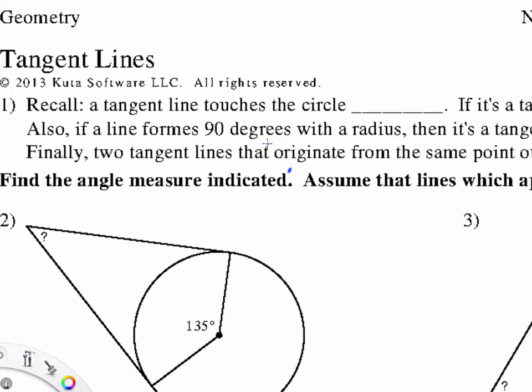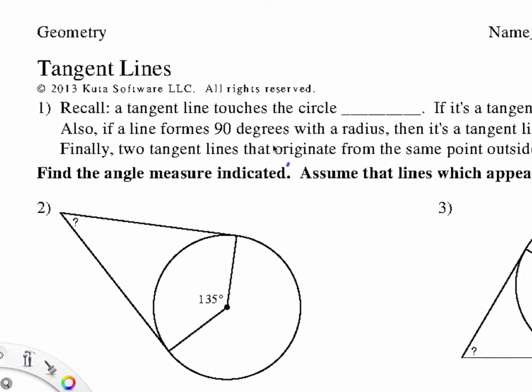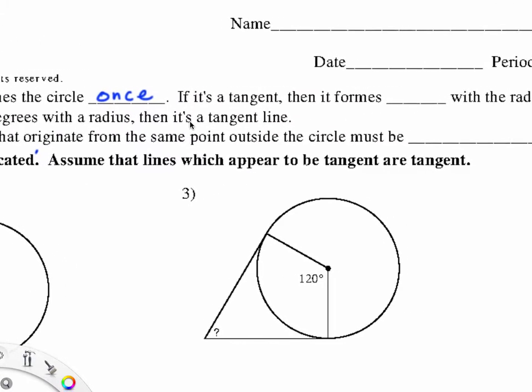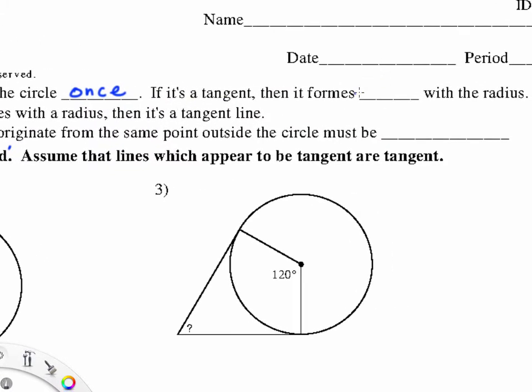Okay, let's take a look here then. Tangent lines. So let's recall that a tangent line touches the circle exactly once. Okay, just once. Now we also learned if it is a tangent line, then it forms 90 degrees with the radius, right? In other words, it is perpendicular with the radius. Okay? If it's a tangent, then it's 90 degrees with the radius.